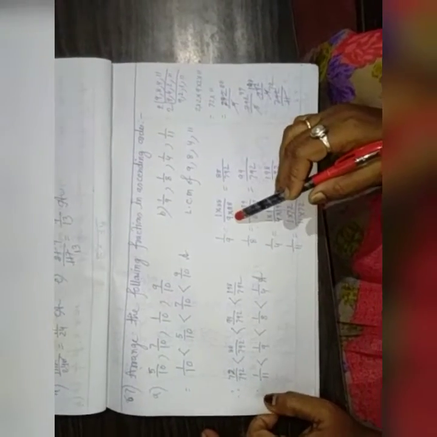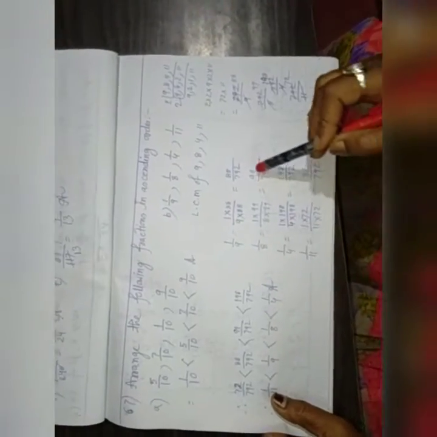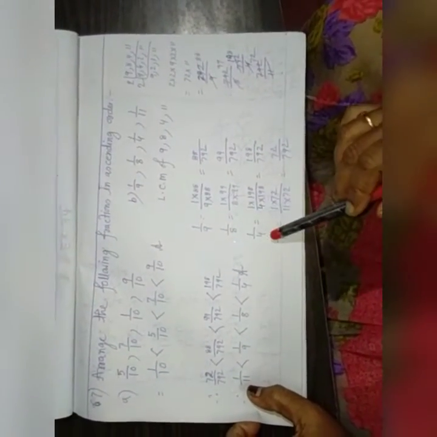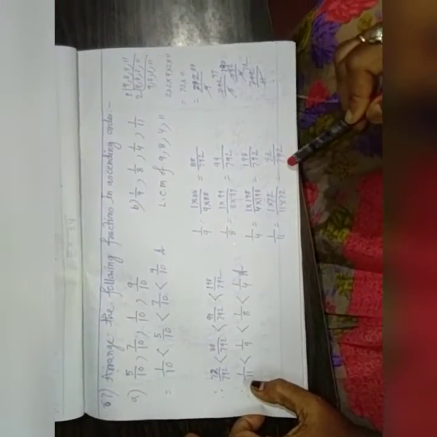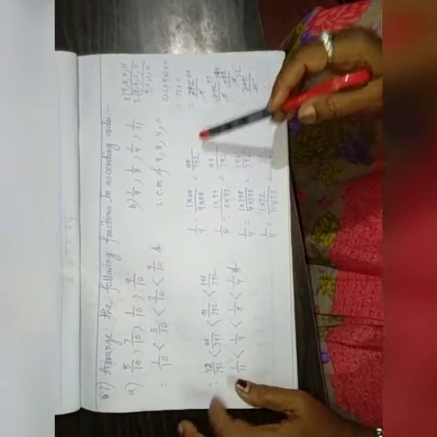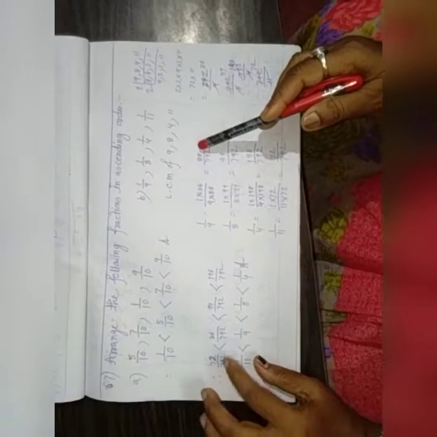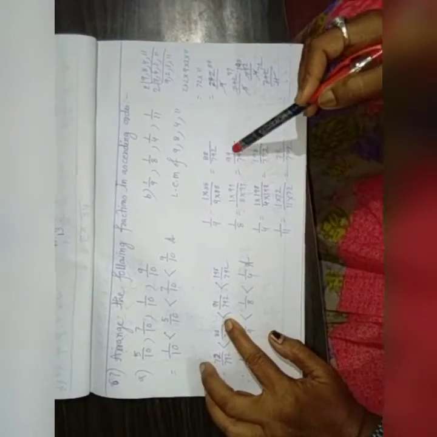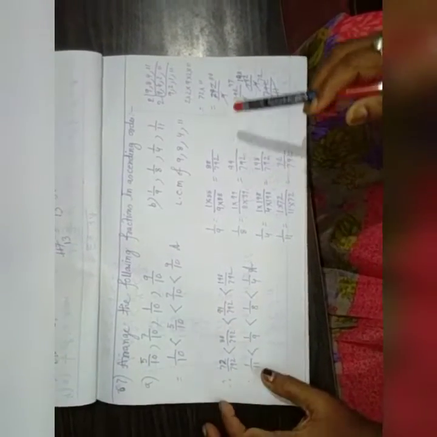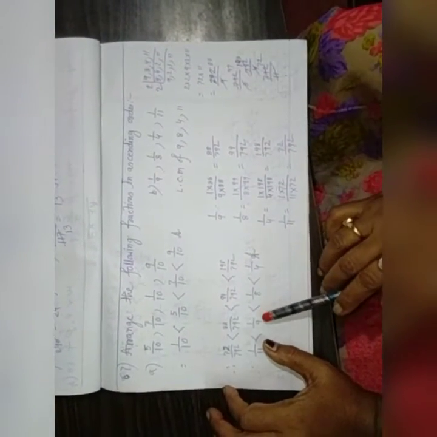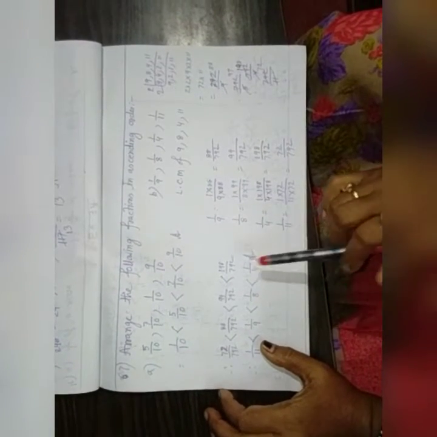So 1 by 9 equal to 1 into 88, 9 into 88 is 792, so 88 by 792. 1 by 8 equal to 99 by 792. 1 by 4 equal to 198 by 792. 1 by 11 equal to 72 by 792. That is 72 by 792 less than 88 by 792 less than 99 by 792 less than 198 by 792. That is 1 by 11 less than 1 by 9 less than 1 by 8 less than 1 by 4.